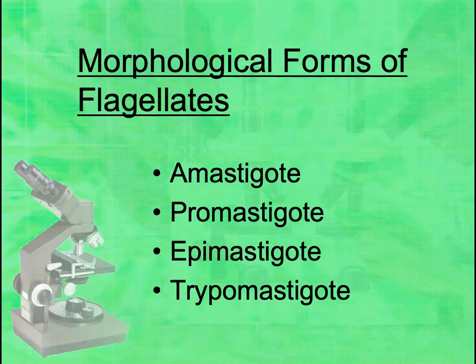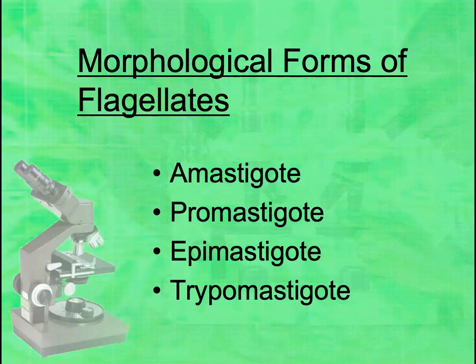We have 4 new terms to cover. There's new life cycle stages for these hemoflagellates. We have the amastigote, the promastigote, the epimastigote, and the trypomastigote. Now, not all of these are found in each hemoflagellate, but these are just new terms I'm introducing.